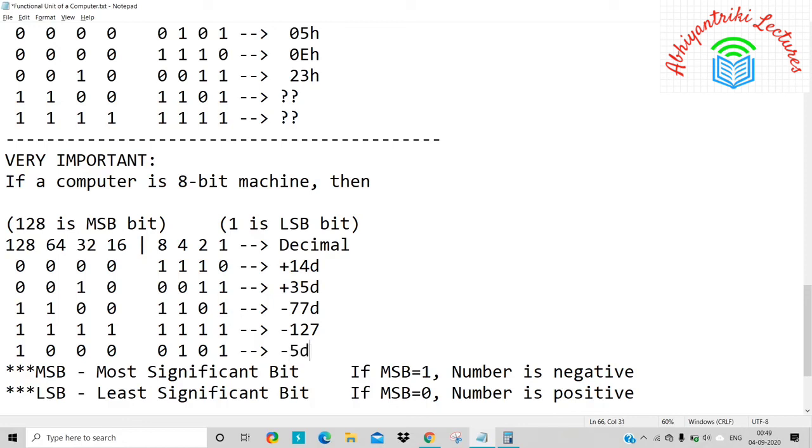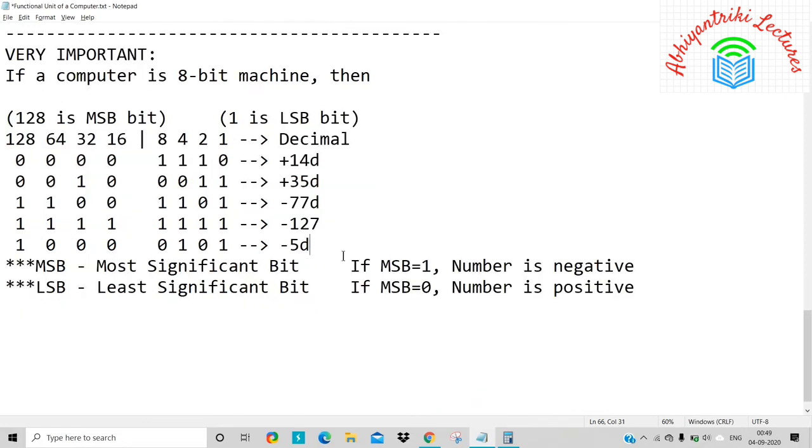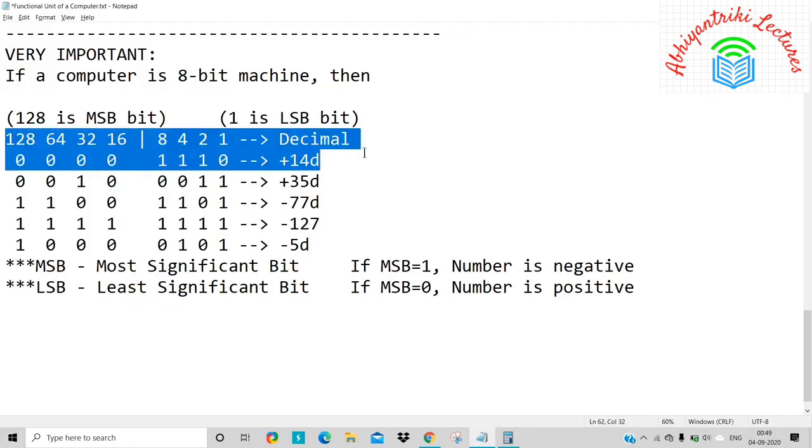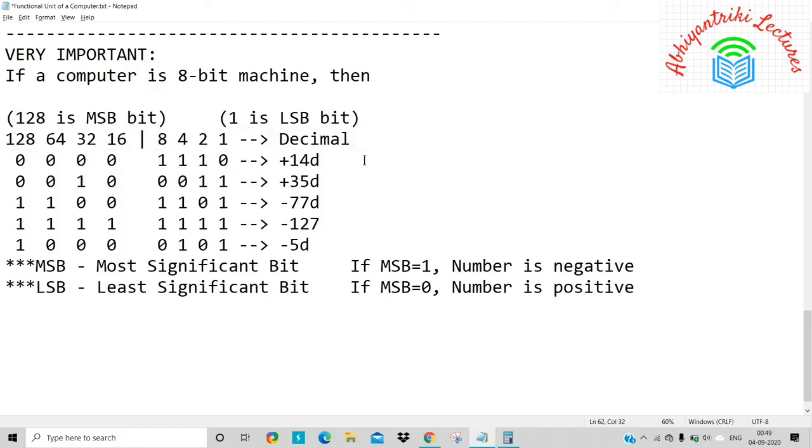So this is the conversion for an 8-bit machine. If a computer is an 8-bit machine, this is how we convert a binary number to a decimal number. So now you know how to convert decimal to hexadecimal, right? So write the answer.